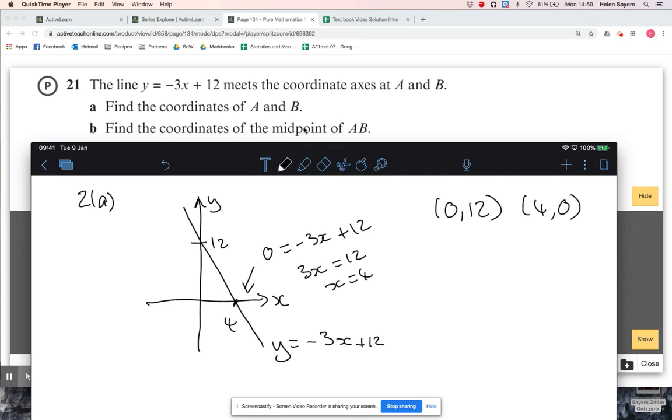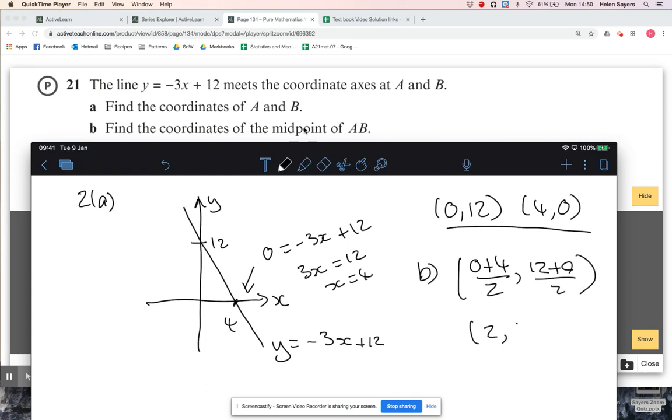Okay, then we need the midpoint of AB. Okay, so far, so good. So midpoint is just the mean average of these two coordinates. So 0 plus 4 over 2 for our x coordinate, and 12 plus 0 over 2 for our y coordinate. So that will be 2, 6.